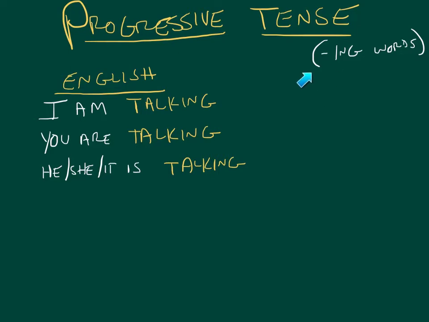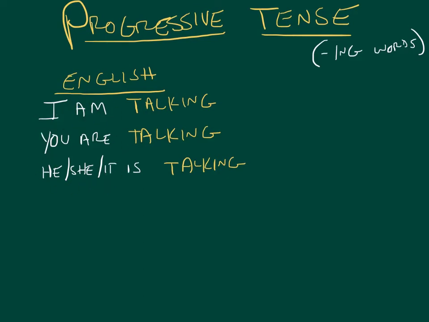So first, as always, we're going to talk about what it is in English, and then I'll show you the Spanish examples. So, just like in English, we'd conjugate the verb to be, and we'd say, I am, what am I doing? Talking. You are talking. He, she, or it is talking. Now, the important thing to remember is that only this part in the white here is conjugated. The only thing I conjugated is this part, to be.